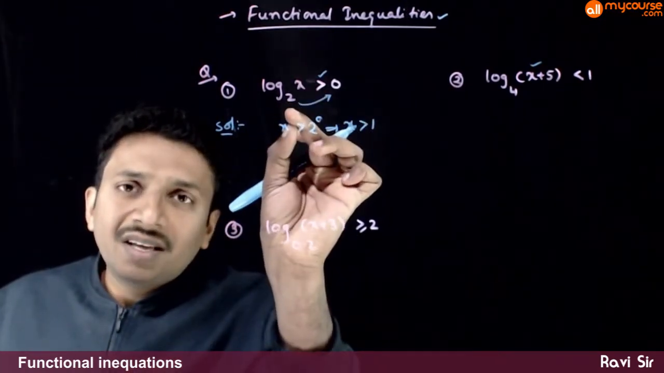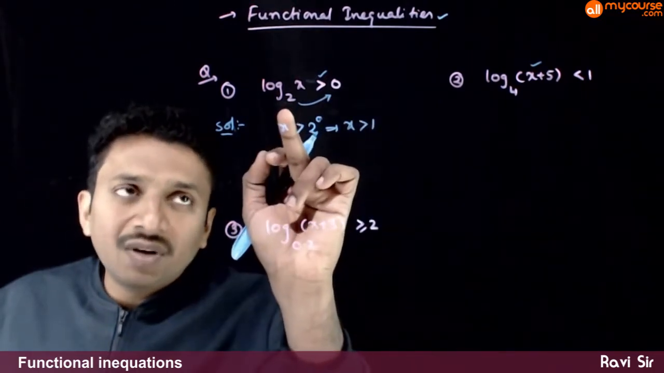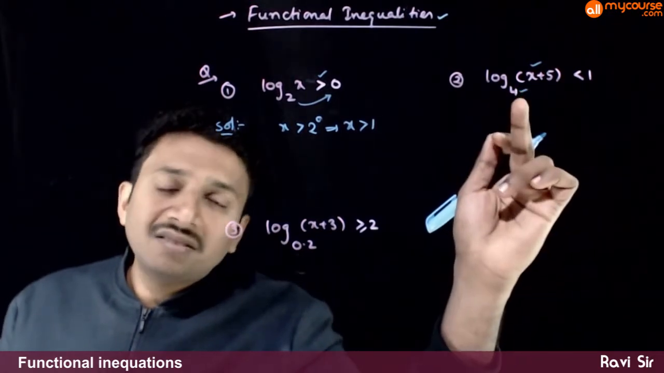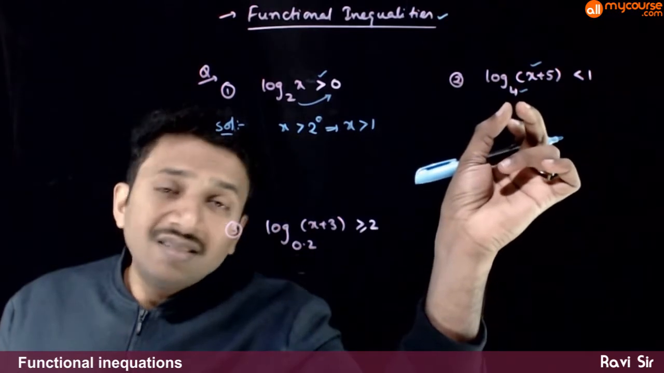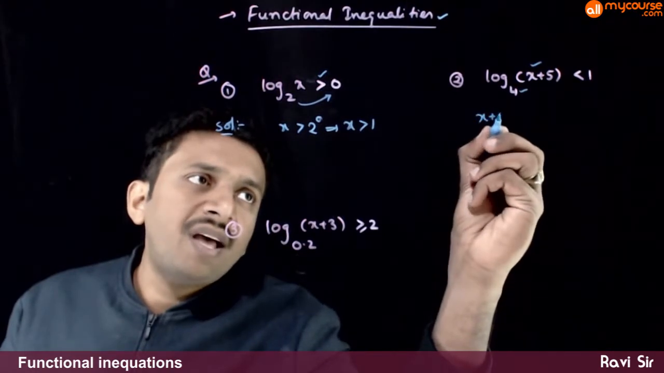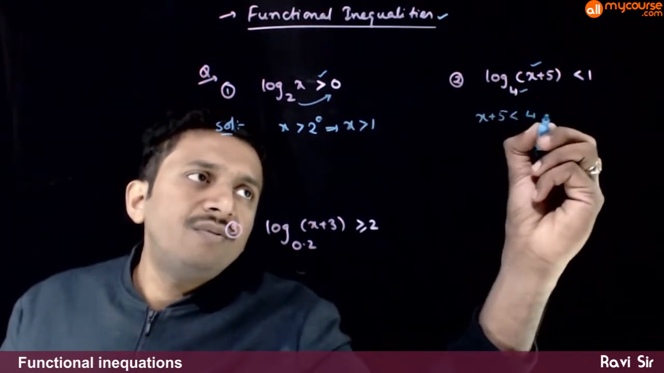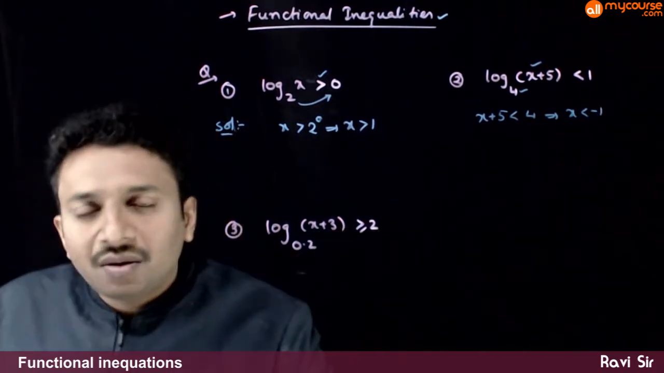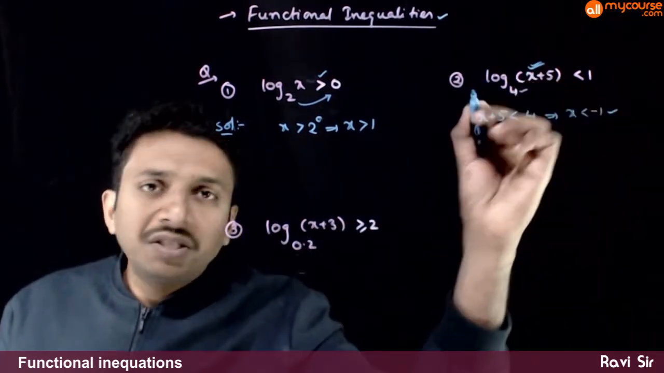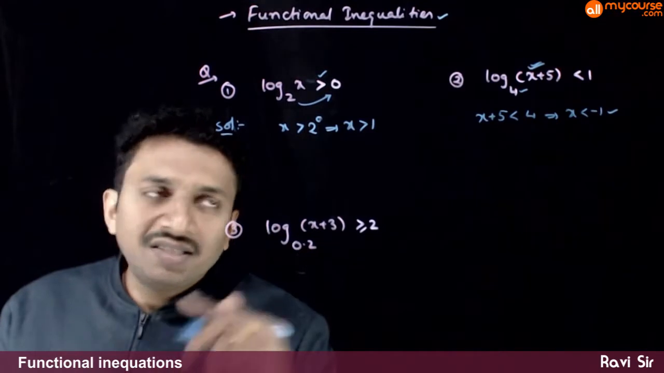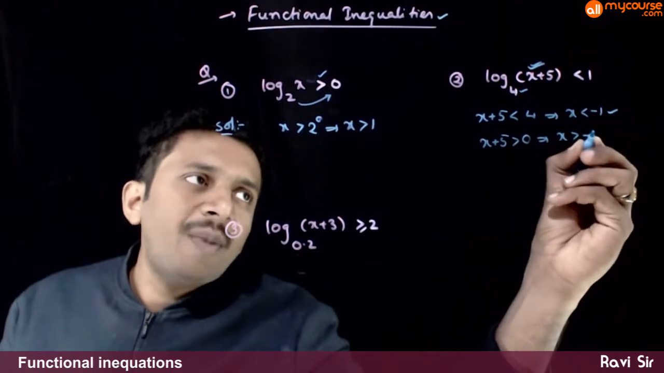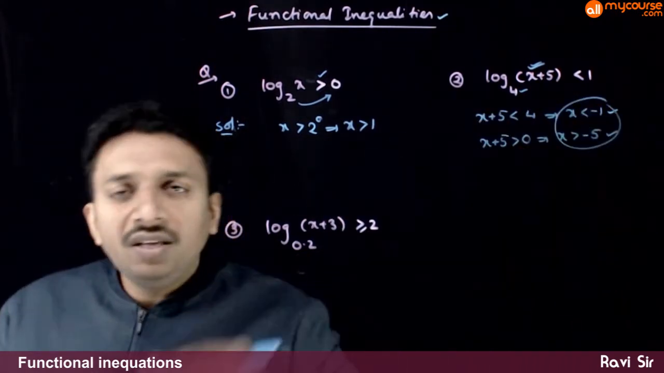So x is greater than 2 power 0. Because this base is greater than 1, the sign of inequality does not change. And here, the base is 4, hence it is an increasing function. If you convert this into exponential form, the inequation does not change. So x plus 5 is less than 4 power 1, which is 4. This implies x is less than minus 1. So this is the solution for the inequation. For the definition of this function, you have to separately test the condition. So x plus 5 has to be greater than 0 also. This implies x has to be greater than minus 5. So these two have to be satisfied.